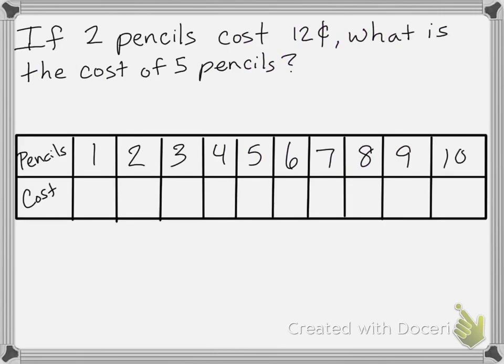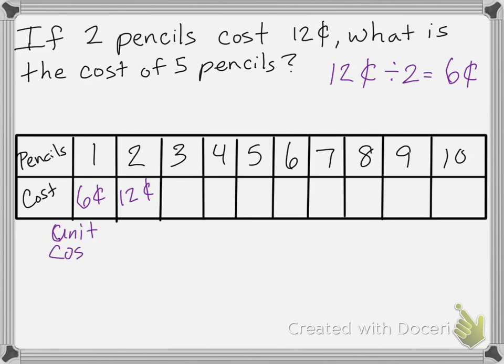Well, if 2 pencils cost 12 cents, what is the cost of 5 pencils? So I can use a table to help us solve this problem. So I know that 2 pencils cost 12 cents. So I first have to find the cost of 1 pencil, and I do that by taking the 12 cents and dividing it by 2. Well, 12 cents divided by 2 is equal to 6 cents. So I know that 1 pencil equals 6 cents, and 2 pencils are 12 cents. Remember, the 6 cents is my unit cost because it's how much a single item is.